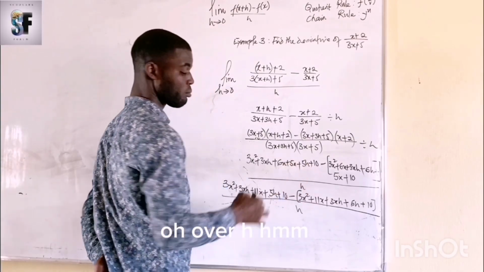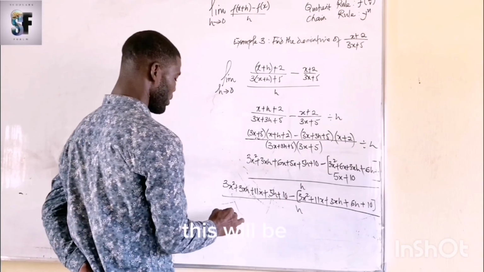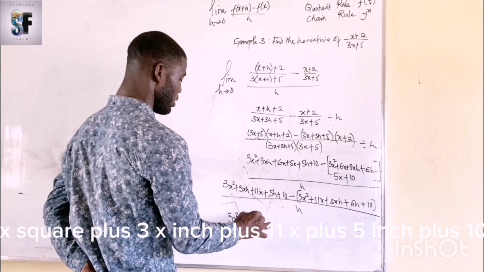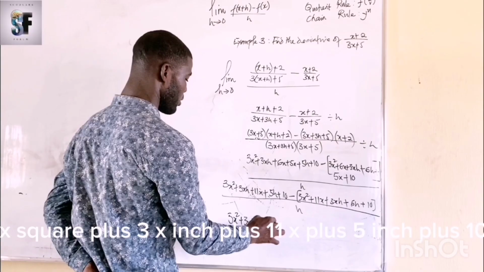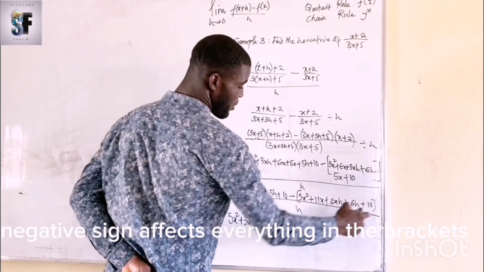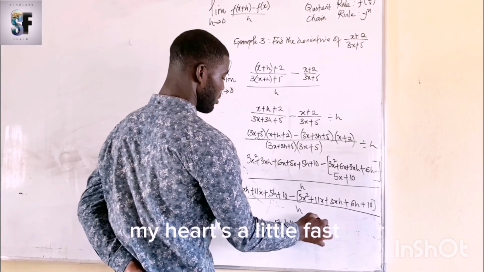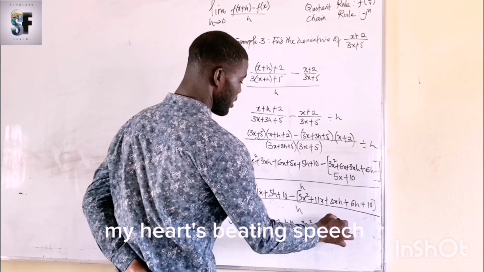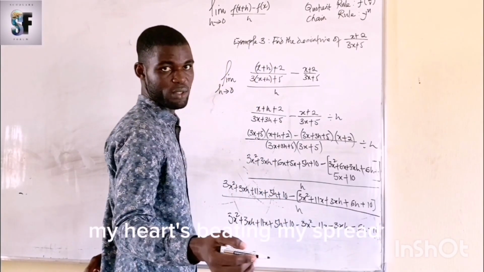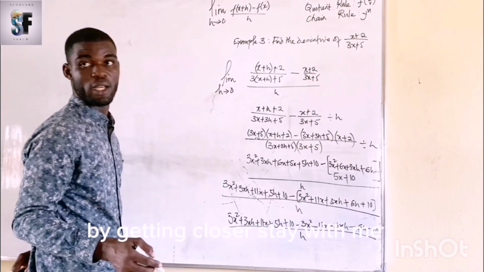over h. Getting very long here. Don't worry, it's simpler than you think. So this will be 3x squared plus 3xh plus 11x plus 5h plus 10. Of course, the negative sign affects everything in the brackets, and you end up having minus 3x squared minus 11x minus 3xh minus 6h minus 10. Everything minus. Alright? Okay? Over h. I'm getting closer. Stay with me.